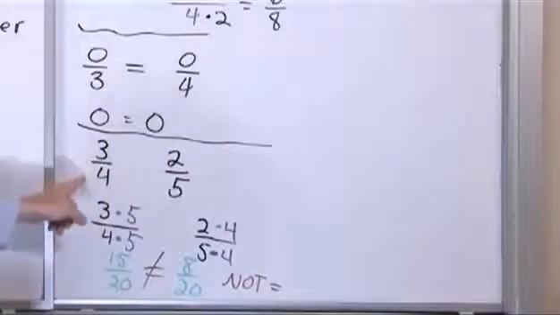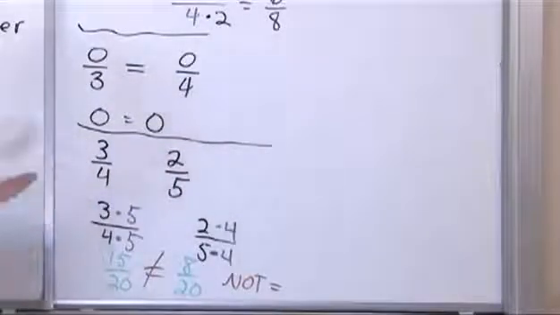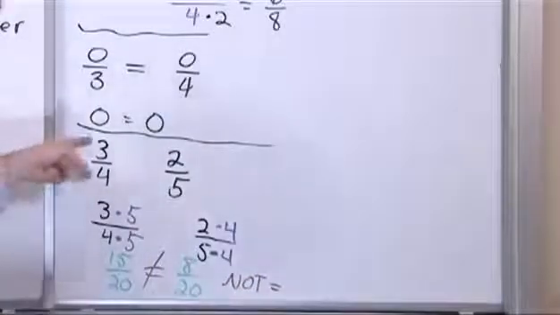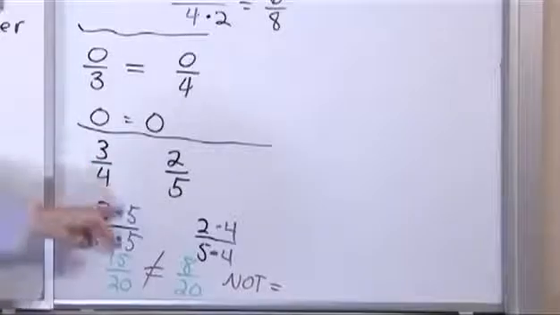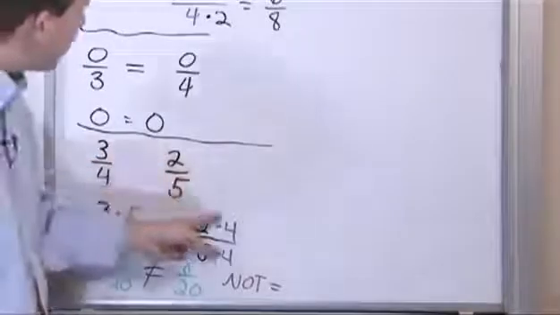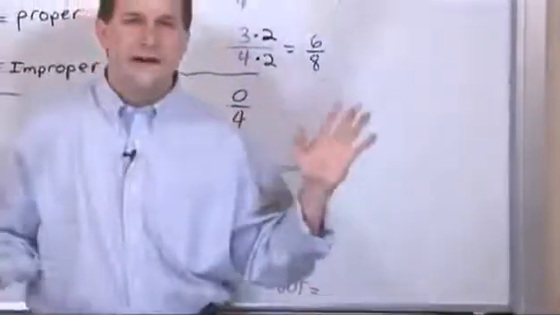But there was not, I couldn't just mess with one of the fractions and make it happen. But when you're doing this stuff, you can do anything you want to this fraction. So I multiplied top and bottom by 5. You can do anything you want to this fraction. I multiplied top and bottom by 4. I don't have to multiply each fraction by the same number.